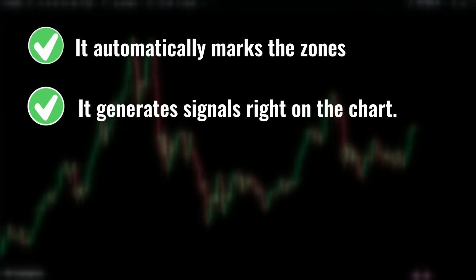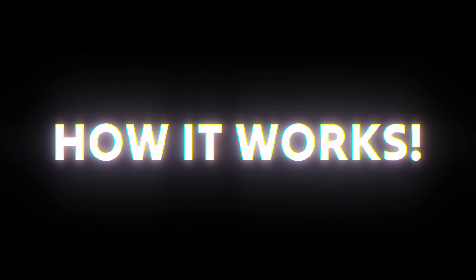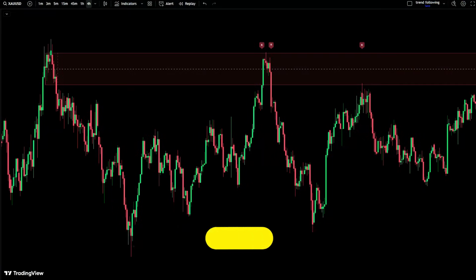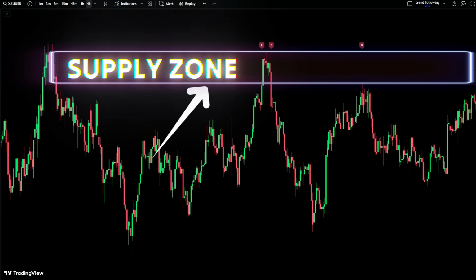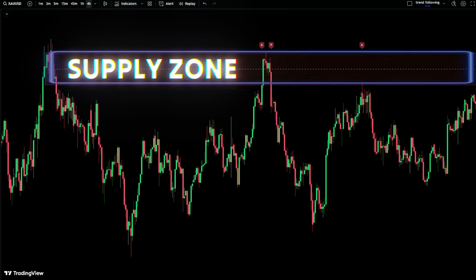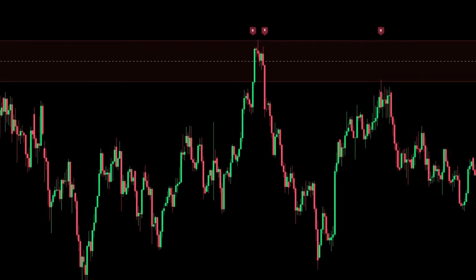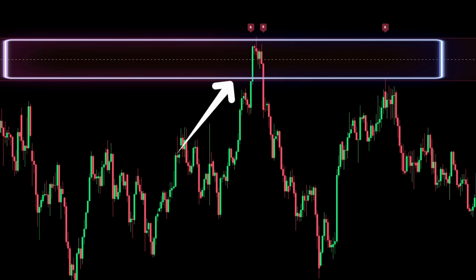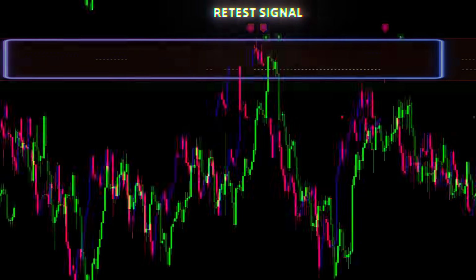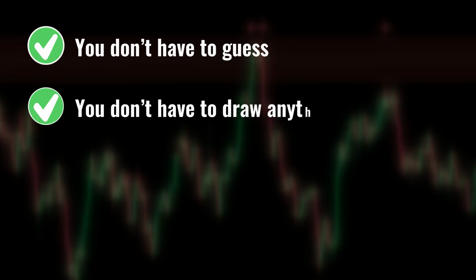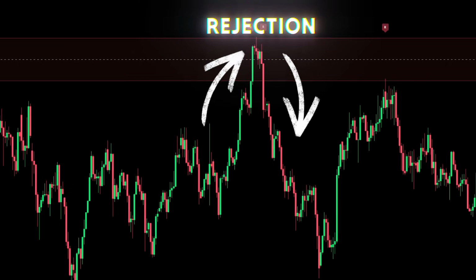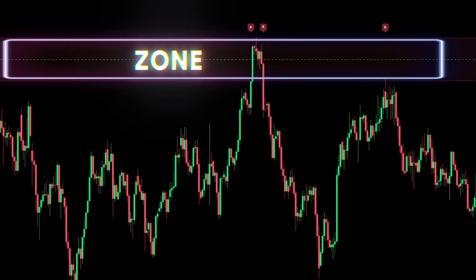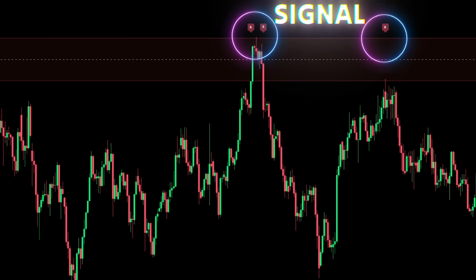Before I show you how to add it, let me show you how it actually works on the real chart. On the chart, the price moves up into a supply zone. You can see the zone sitting above the candles. The indicator already outlined the area. Every single time price touches that supply zone and gets rejected, the indicator drops a retest signal right on the chart. You don't have to guess. You don't have to draw anything. You don't need special experience. The indicator shows the rejection spot, the zone, and tells you with a clear retest signal.